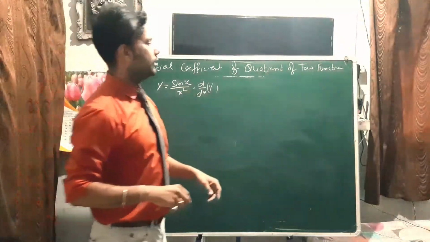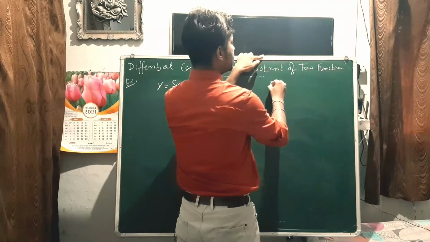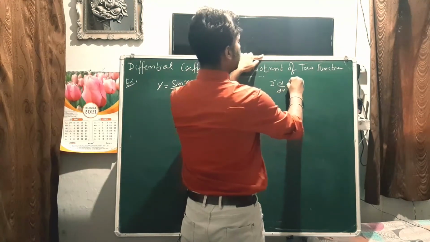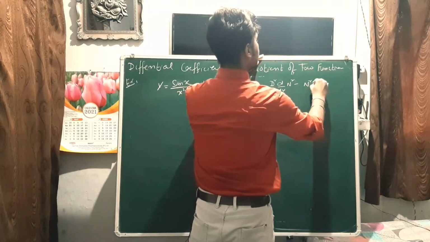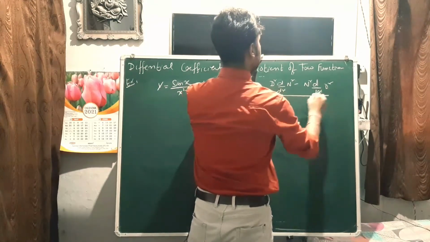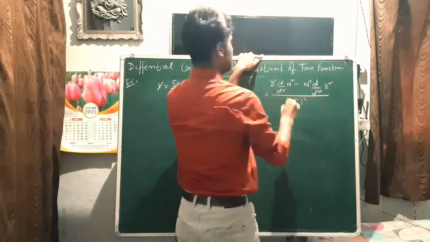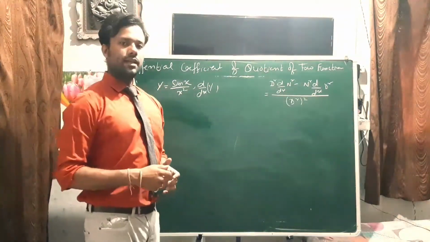Let's write the formula here. What is the formula? Denominator same, differentiation of numerator, minus numerator same, differentiation of denominator, divided by denominator whole square. That was the formula. So let's apply. This is the numerator, this is the denominator. So let's apply the formula.